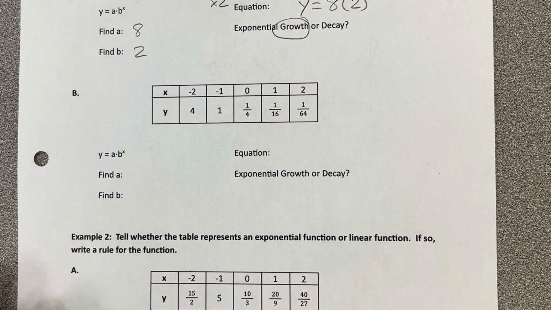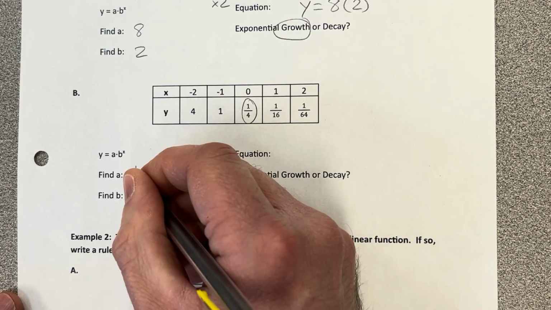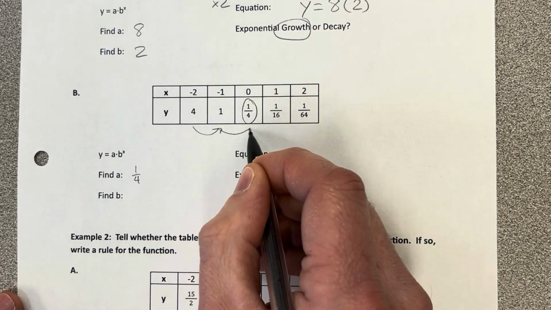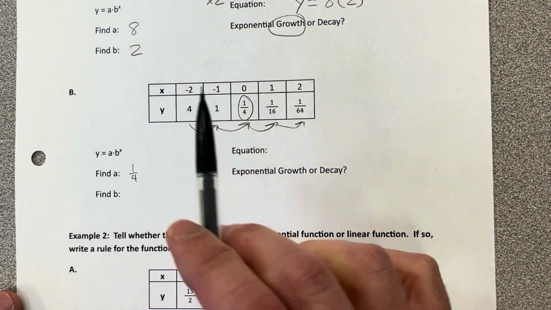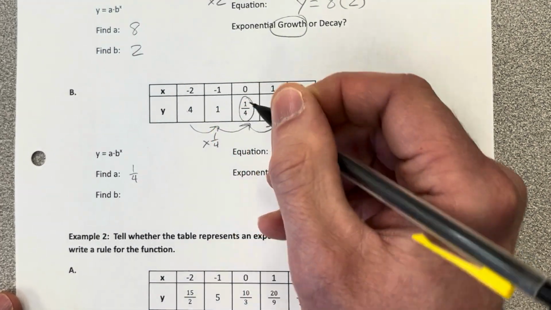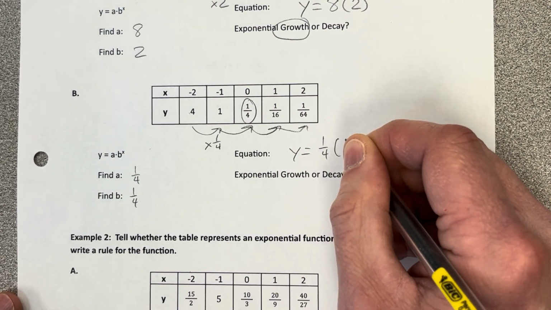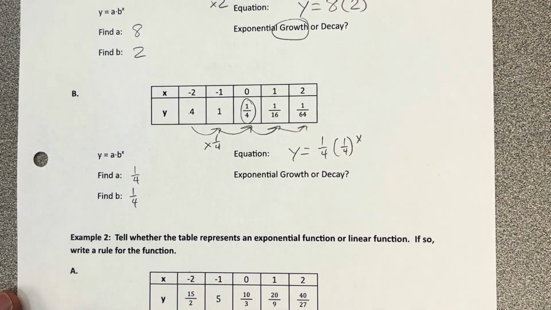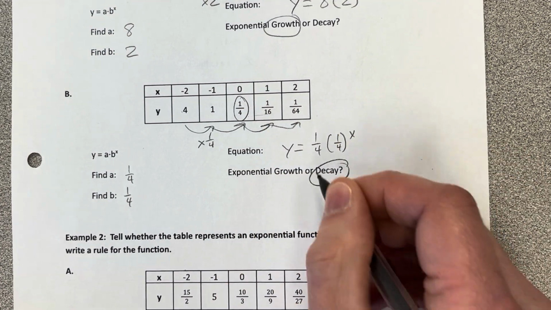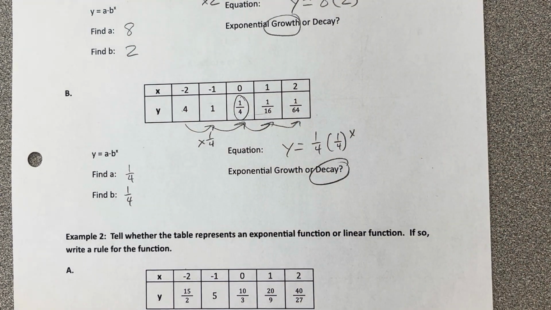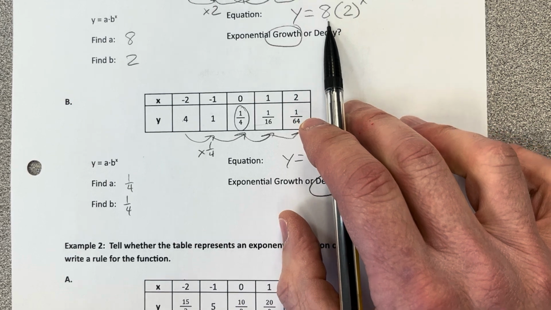All right, let's try another one. Our y-intercept is 1/4. Now we've got to find our b value. They're getting less, so I think it's going to be a fraction. But yeah, 1 divided by 4 is 1/4. 1/4, that's interesting. 1/4 and 1/4. So our equation is 1/4 parentheses 1/4 to the x power. And because it is a 1/4, the numbers are getting smaller. This is decay. Also, you can notice this would be a vertical shrink. This would be a vertical stretch by quite a bit.